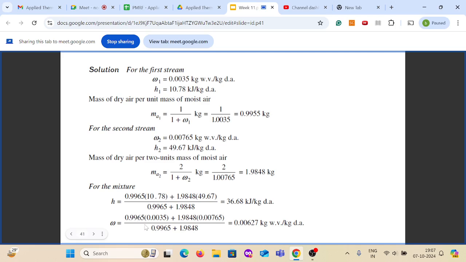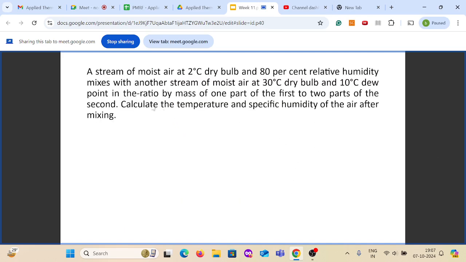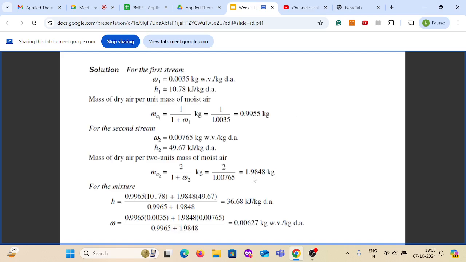Similarly, specific humidity is mass of water plus mass of water of the second, divided by the total mass. So that's what is happening here. So that comes out to be 0.00627 kg of water vapor per kg of dry air. So that is omega. So with these two properties on the psychrometric chart, we can estimate any other property which is required. So here we need to find out the temperature and specific humidity. So corresponding to enthalpy and specific humidity, we can find out the temperature.